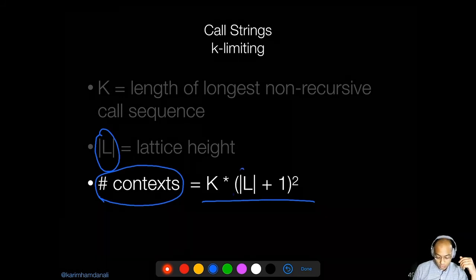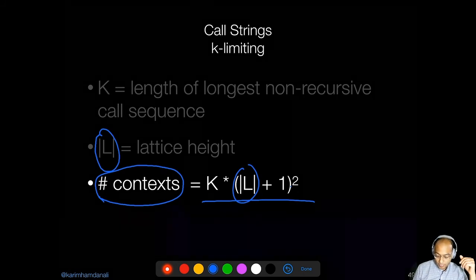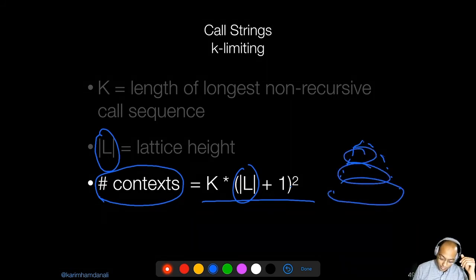which basically means you can go up your lattice all the way, and you need to return back from them. So you need to be able to distinguish between all those pairs of calls and returns. So you have the length of your lattice plus 1 squared. And at every single point as you go deeper in your lattice, you can have k non-recursive calling sequences. So that's why you multiply k by the cardinality of your lattice plus 1 squared. So that will give you the number of contexts that you have in your program.